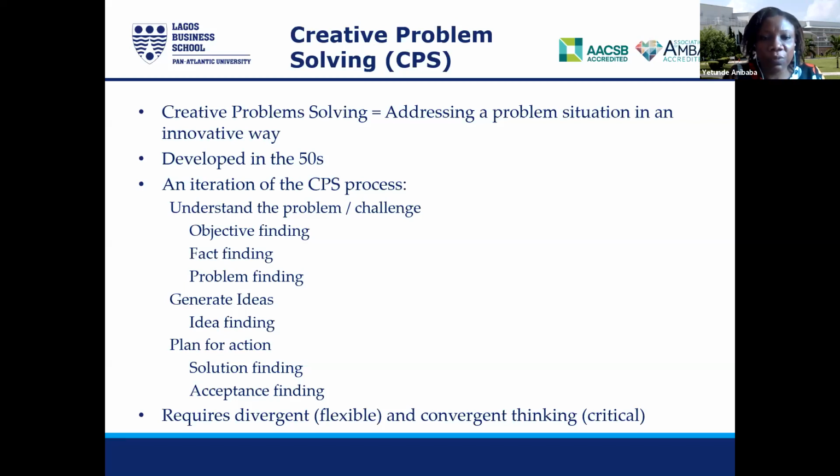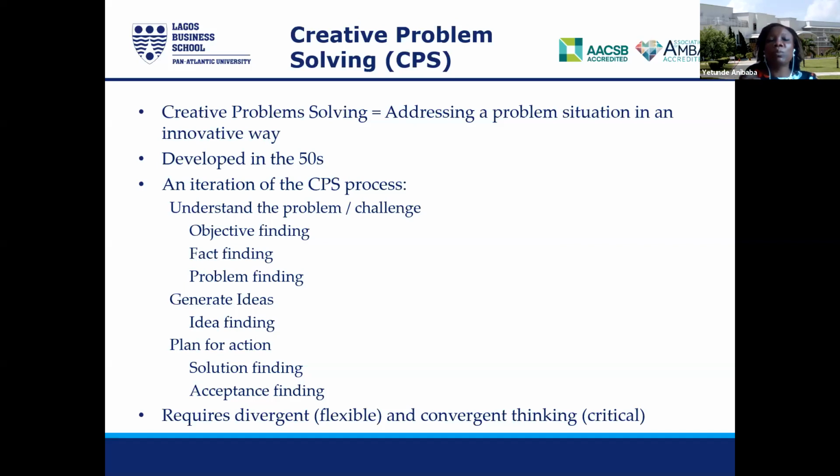So this is where solution finding comes in, and acceptance finding. If you have any questions about this later, feel free to put it in the box. But my thought is to simply present one of the iterations of the CPS process and then go into the main discussion with respect to problem solving in uncertain contexts.